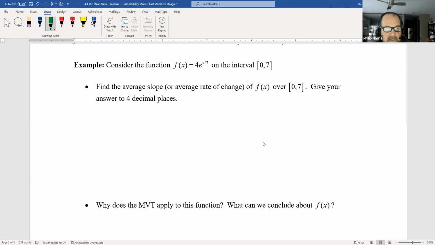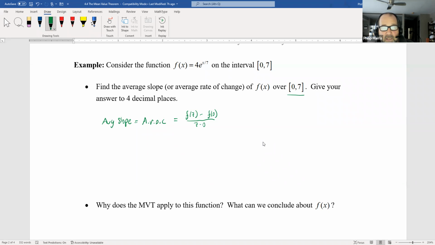So first part is find the average slope over the interval from 0 to 7. Note that this is really the same thing as average rate of change. Average rate of change will be, again, a slope calculation, rise over run. It is f of 7 minus f of 0 over 7 minus 0. So what is that here?